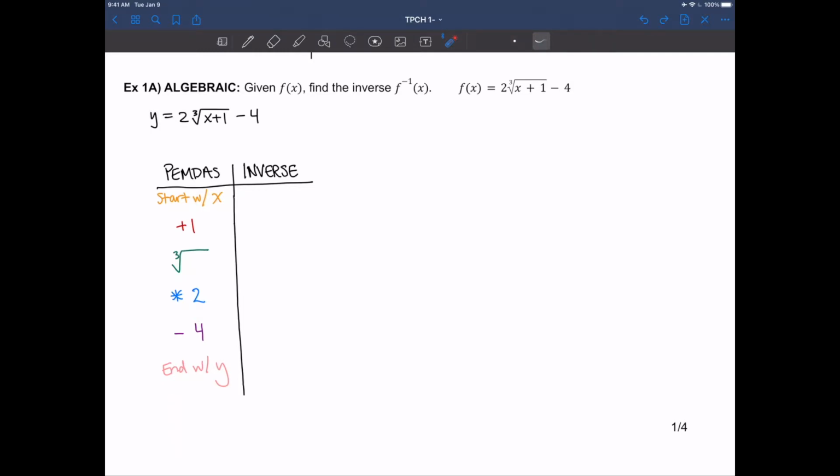All right, so now let's look at the inverse. Okay, in order to do inverse operations, you must do the reverse operation in reverse order. So I'm going to undo the last step first, right? I'm going to start with y. Okay, then I'm going to undo this one by adding 4. Then I'm going to undo this one by dividing by 2. I'm going to undo this one by cubing. And I'm going to undo this one by subtracting 1. And I'm going to end with x. So let me show you how that works.